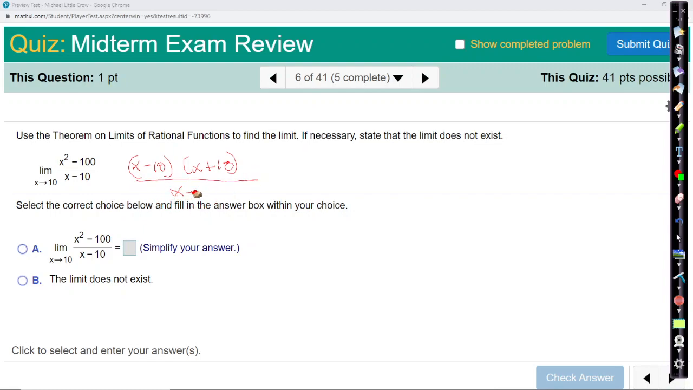So then we've got x minus 10. This is going to cancel out. That's 1. So this is going to behave the same as just x plus 10. And if we put in 10 here, 10 plus 10, we're going to get 20. Okay, we can say the limit does exist. It's at 20.